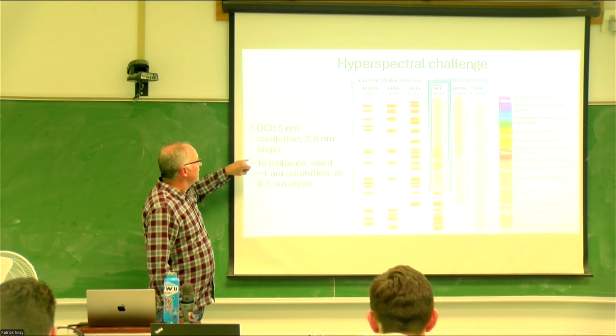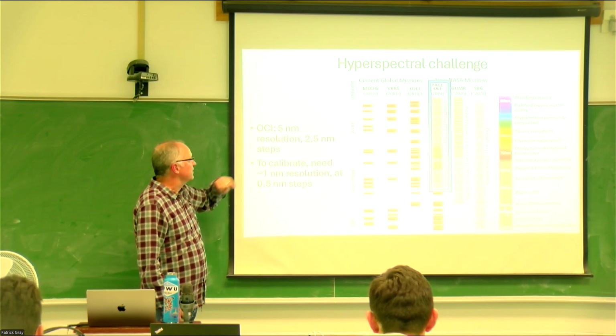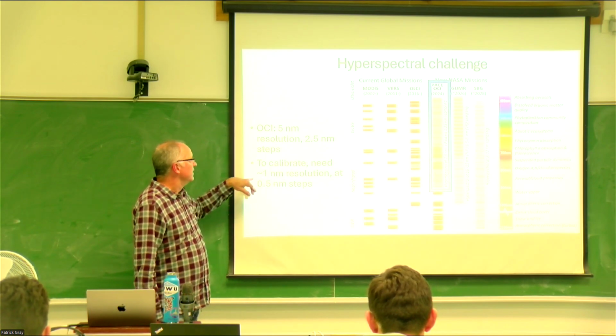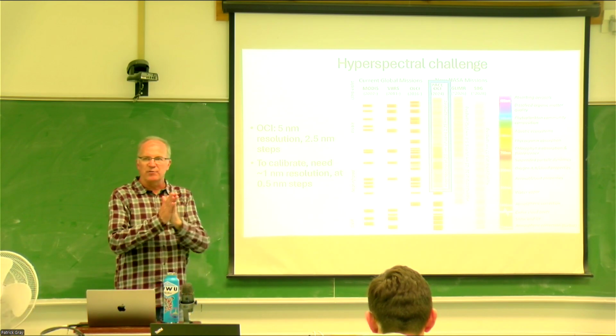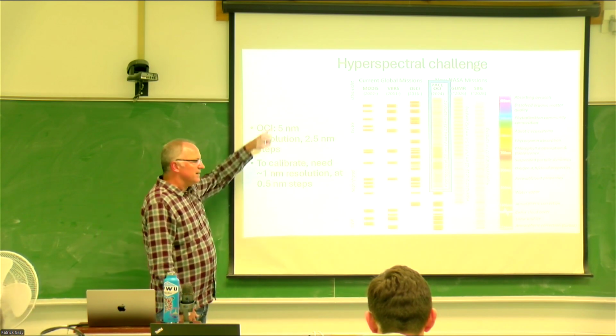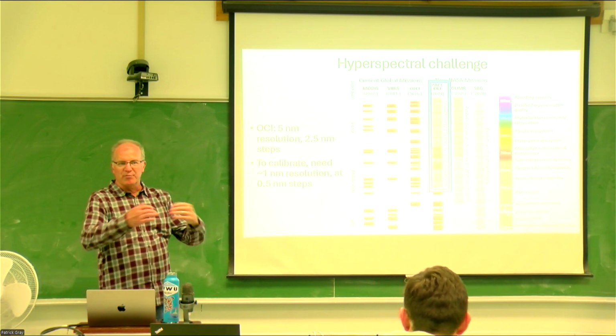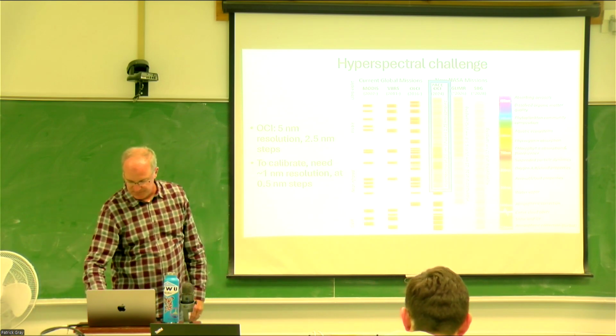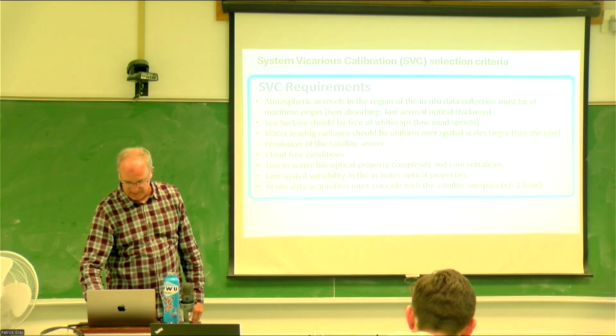And again, sorry, I skipped over that. OCI is at 5 nanometer resolution. It measures at 2.5 nanometer steps. Really, to do a good calibration on this, you want at least a 4-to-1 or 5-to-1 improvement in spectral sampling. And why do you need that?